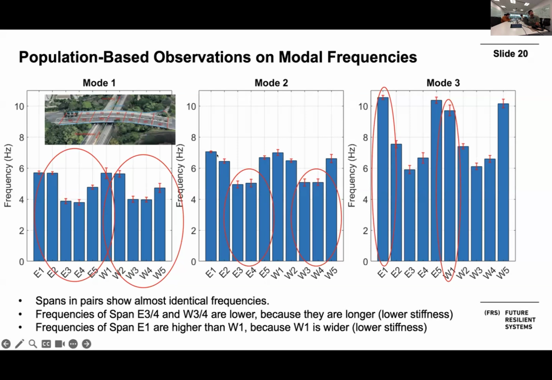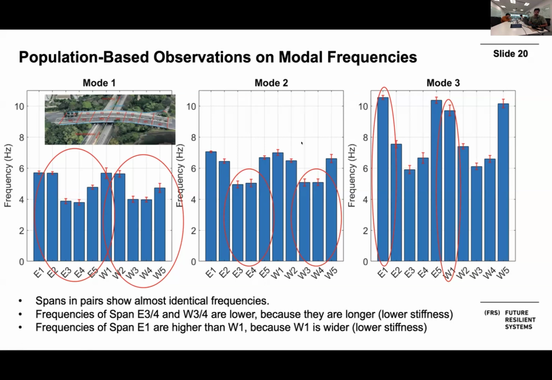And furthermore, we can see for longer bridges, like span 3 and 4, either east or west, they all have lower frequencies than others because they are longer, so their stiffness is relatively lower. So they should have lower frequencies. So this is also consistent with our engineering knowledge.